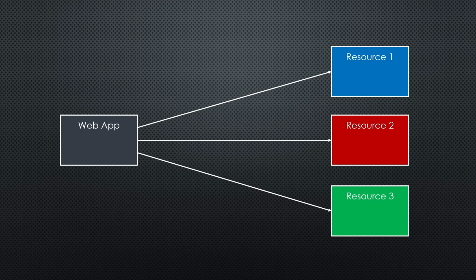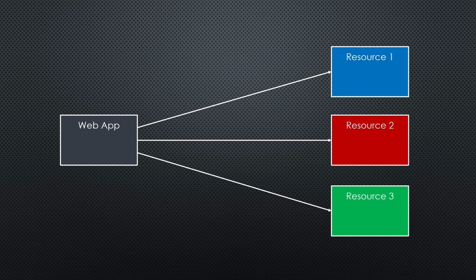Imagine we have some web app which needs access to 3 resources. So for our demo, just 3 simple resources, and in a standard setup without any authentication, authorization or proxies, you would have a channel going from web app to resource 1, to resource 2, to resource 3. So you would have to manage 3 different routes.